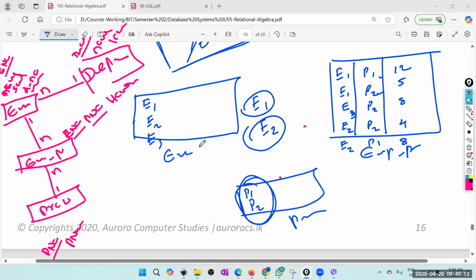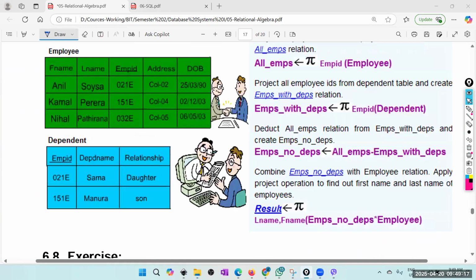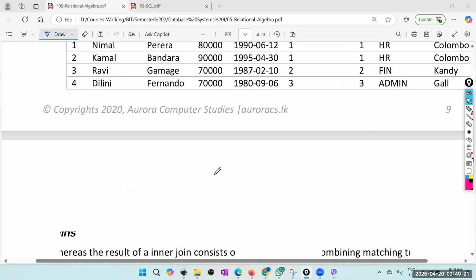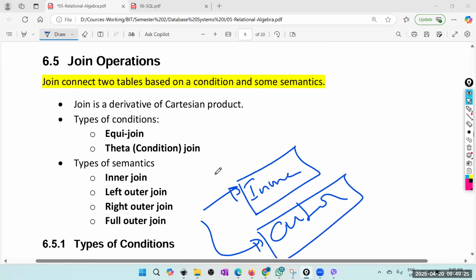So that is where we use the division operator. Right. Now I'll get back to a few more things. Now the important thing is done. The important thing is what is inner join, what is left outer join, what is right outer join, what is full outer join, and what is division.